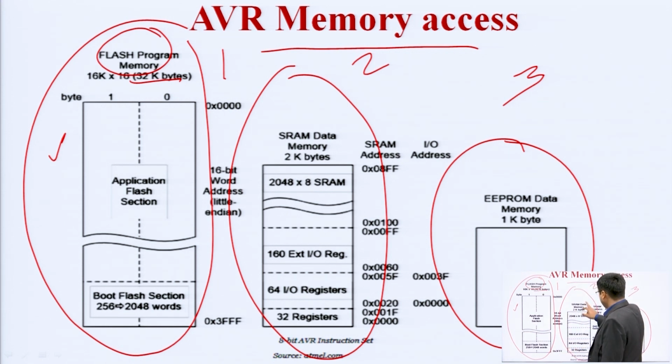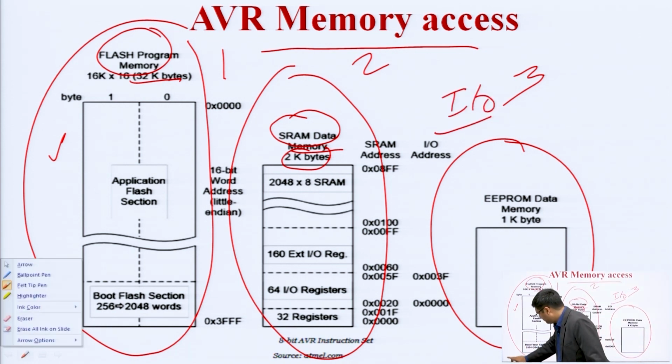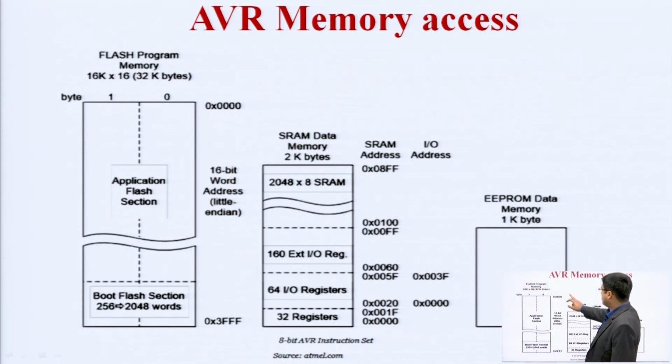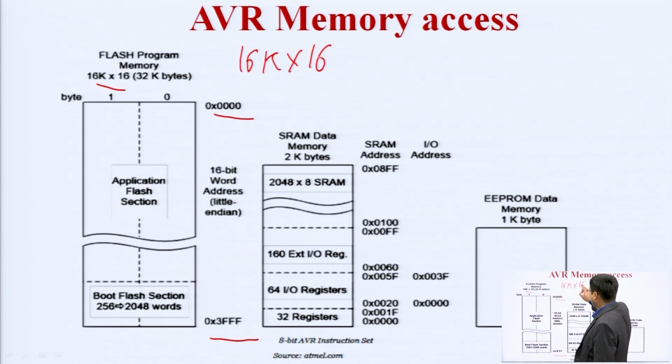After that, the second unit is dedicated to SRAM. SRAM means static RAM memory. It is of 2 kilobytes. And the third one is the input output address memory. Okay. So the address range of flash memory is from 0000 to 3FFF. Okay. And here you are seeing one thing, 16K into 16, which equals 32 kilobytes.